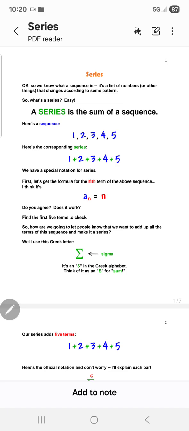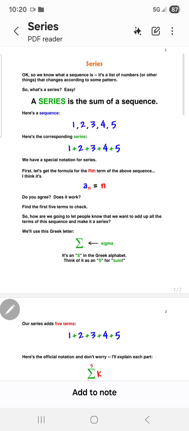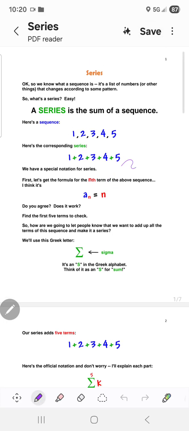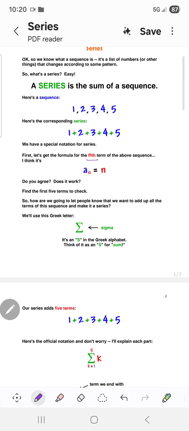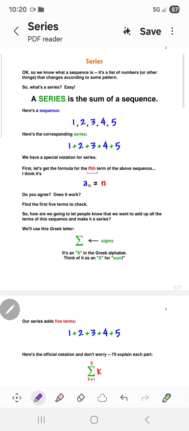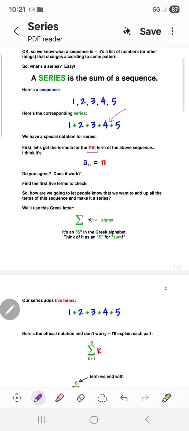That's it. So remember that we have some notation for the terms in a sequence. The first term is A1, the second is A2, and the nth term is A sub n, right? And so we have to remember our notation. We have a special notation to talk about the addition part, the summing. We use the capital Greek letter sigma. It's an S. Think of the S for sum. Sigma means we're going to sum up all of these values.